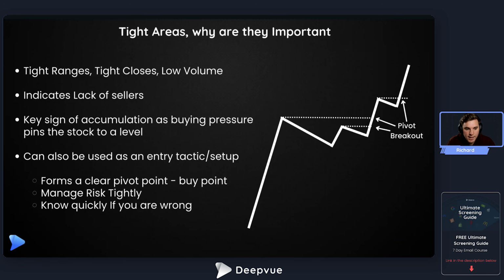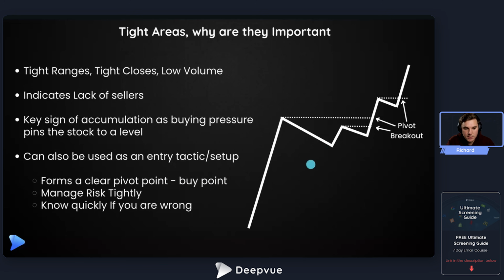And these tight areas, especially when there's low volume, are a key sign of accumulation as buying pressure pins the stock to a certain level. And the best thing for us is not only is it a sign of accumulation, where it can occur near the bottom of the base or later on, but it can also be used as an entry tactic or setup. One, because it often forms a clear pivot point, where you've got a range and a defined high of that range.